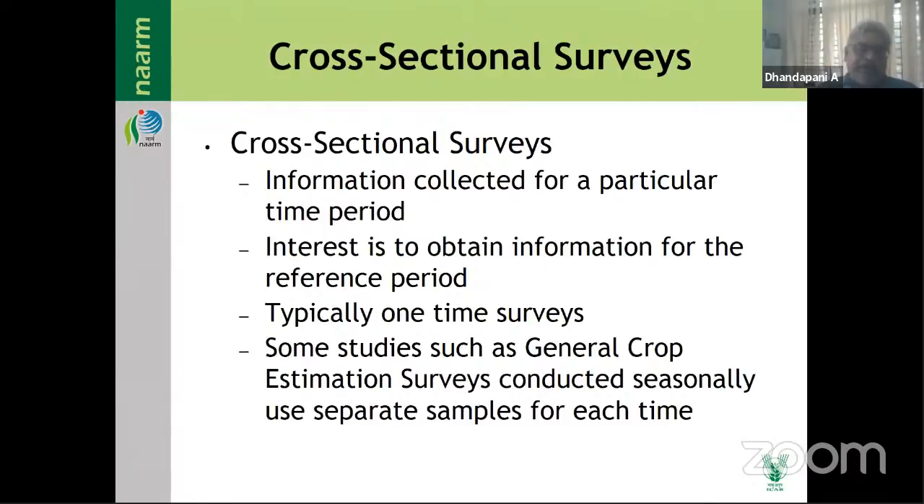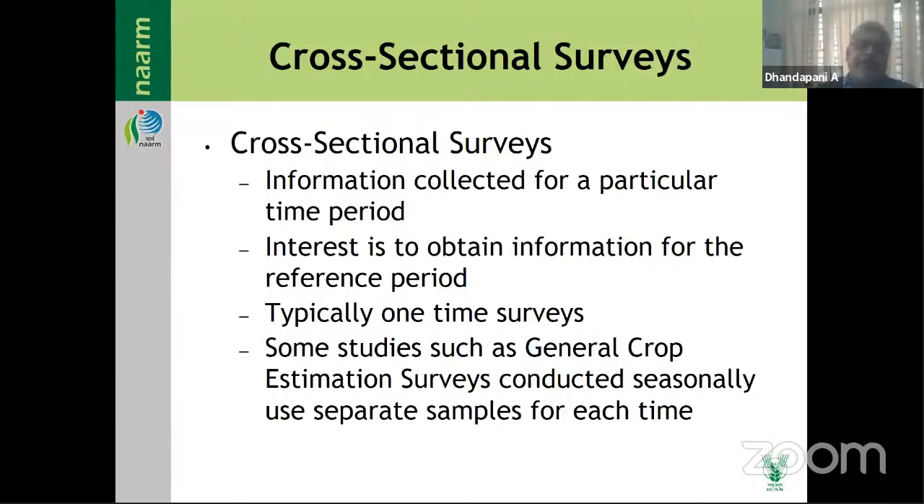A cross-sectional survey is what many of your research problems will use, because when you take up research, it is usually for one single study. So when you go for a survey, it is going to be a cross-sectional survey. A cross-sectional survey is simply collecting information for a particular time period. For example, you may be targeting last season or the last one year. This is the kind of time frame you will keep for your study.